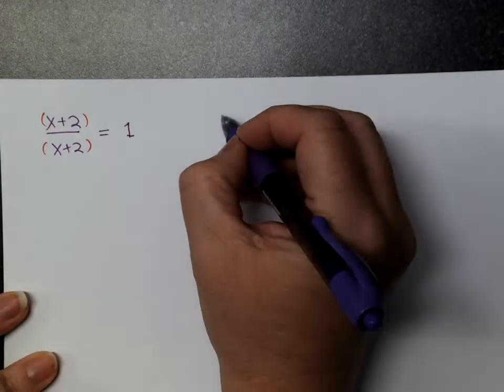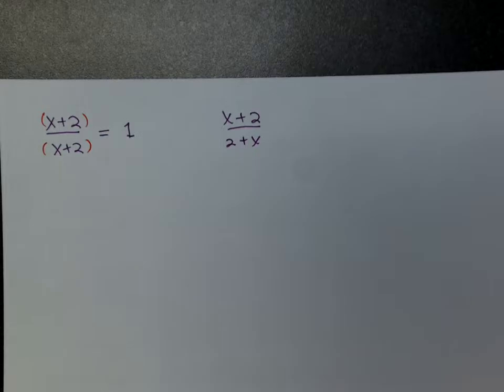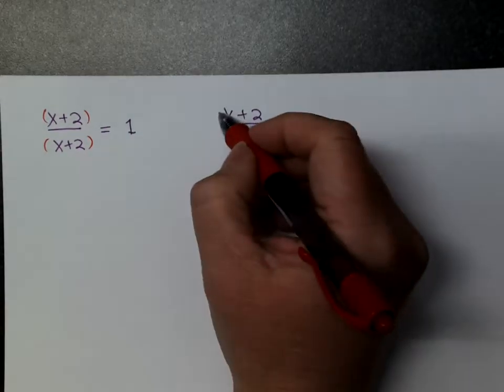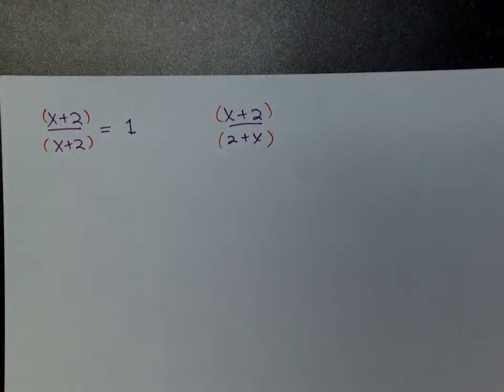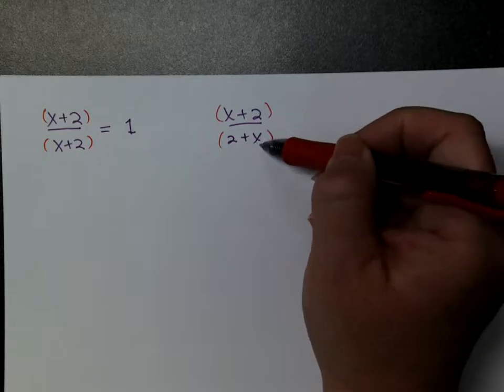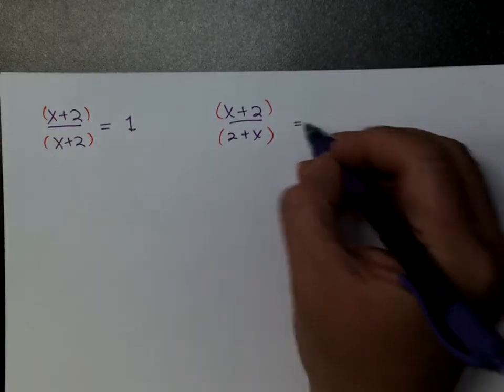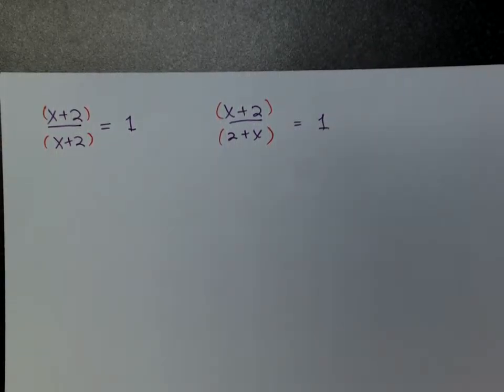Now what if I had x plus 2 over 2 plus x? Lock them up, all or nothing. Do those have the same value? Yes. This addition can be flipped. Right. Imagine x were 1. What would I have on top? 3. And what would I have on the bottom? 3 over 3. Okay? So order of addition doesn't matter. This is still 1. Okay?